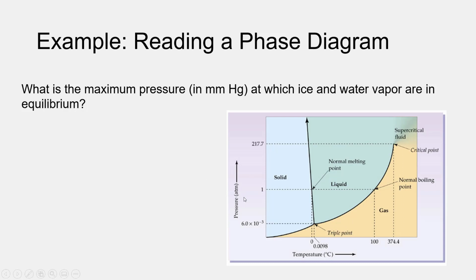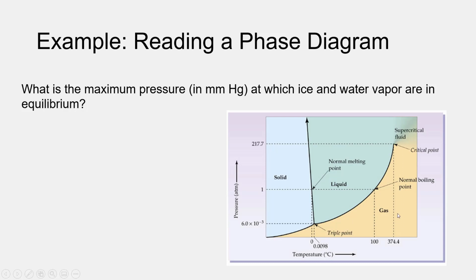So for water's phase diagram, we have pressure in atmospheres on the y-axis and temperature in degrees Celsius on the x-axis. We are interested in the maximum pressure at which ice and water vapor can be in equilibrium, which describes the set of pressure and temperature conditions under which the solid water ice and the water vapor can be in equilibrium. So our pale blue region is the solid water. Our pale yellow region is the water vapor.